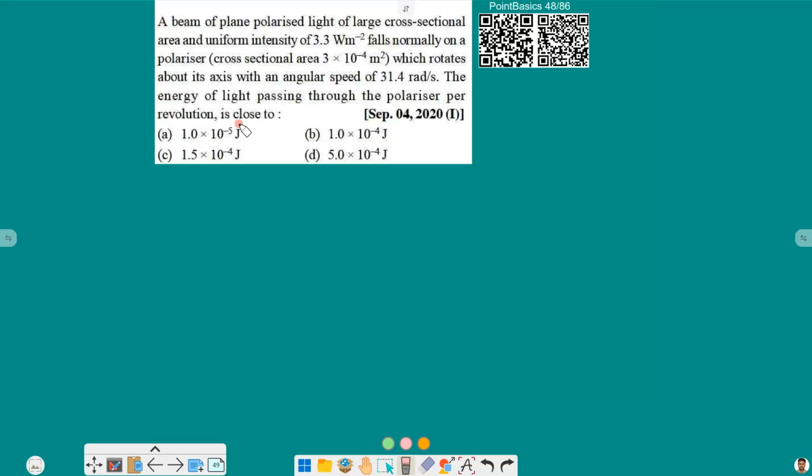Now we know that according to law of Malus, we have I equals I naught times cos square phi. Now we know that intensity is basically power by area, so power is intensity times area. If we multiply both sides by area, we get IA equals I naught times A into cos square of phi. So this relation turns into P equals P naught cos square of phi.